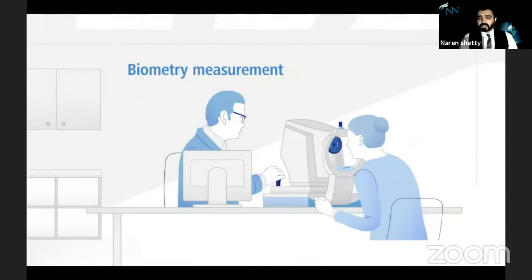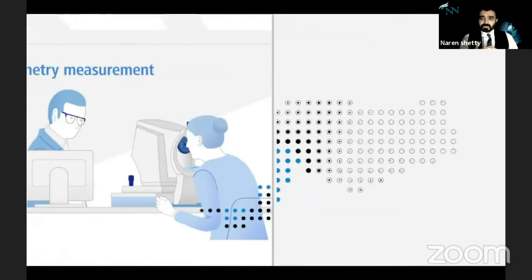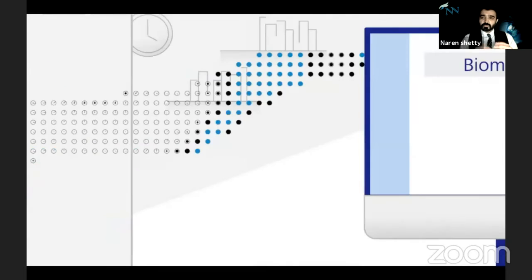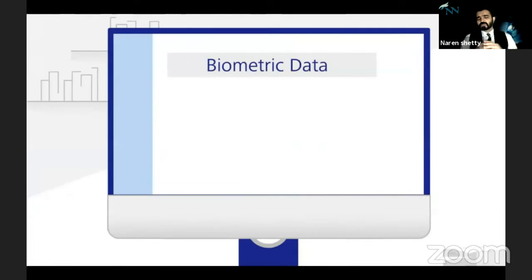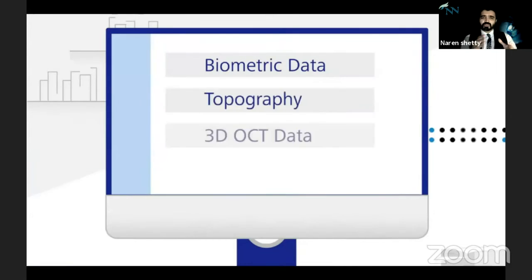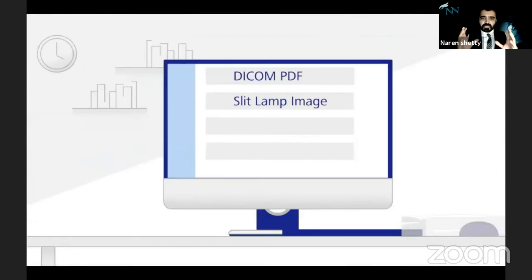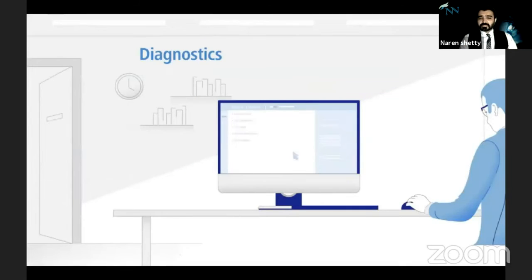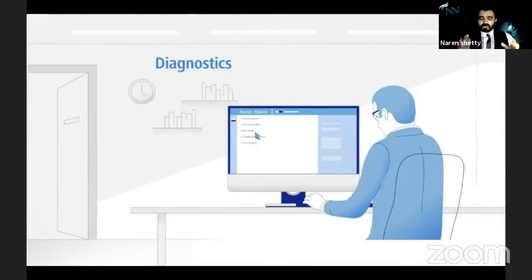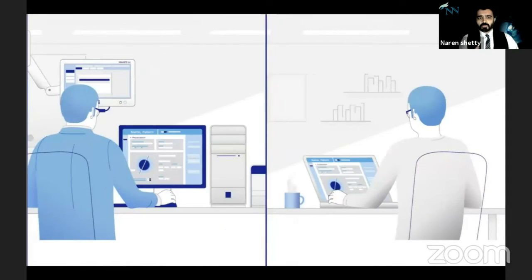First, if a cataract patient comes, then we do the biometric measurements. This is wirelessly transferred through FORUM into your EQ Workplace. Not just the biometric data, your topography, 3D OCT, whatever it is, everything will be at your EQ Workplace. And this can be accessed from any computer, be it your office, your home, or your OT, wherever it is, you can access this data.